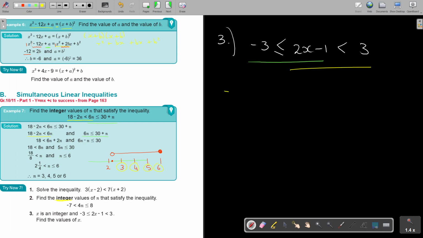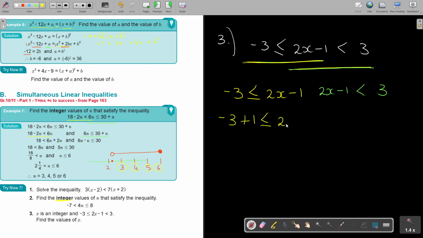So let's start. It's negative 3, then it's 2x minus 1. I actually want that to be green, but let's not make life difficult for us. Let's make that one green. So then it's 2x minus 1 and 3. Now let's start with this one. So negative 3 plus 1. Then I'm going to say it's negative 2.